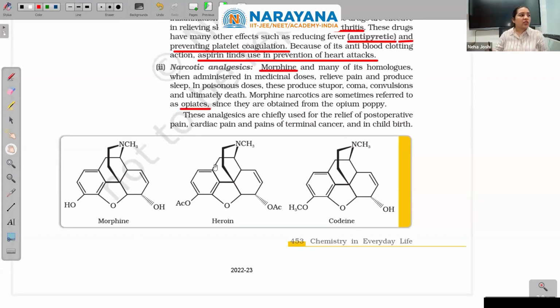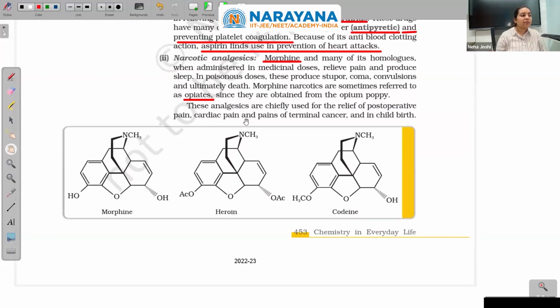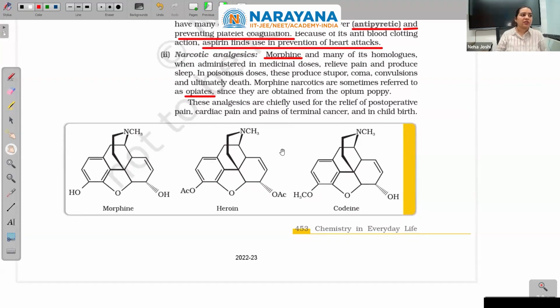So these analgesics are chiefly used for the relief of post-operative pain like cardiac pain, pains of terminal cancer, and in childbirth. Check the structure.